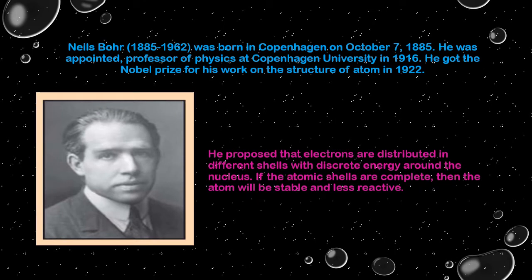Niels Bohr was born in Copenhagen on October 7, 1885. He was appointed professor of physics at Copenhagen University in 1916. He got the Nobel Prize for his work on the structure of atom in 1922. He proposed that electrons are distributed in different shells with discrete energy around the nucleus. If the atomic shells are complete, then the atom will be stable and less reactive.